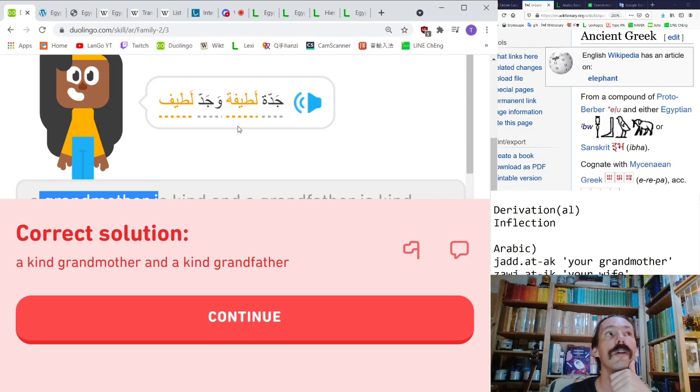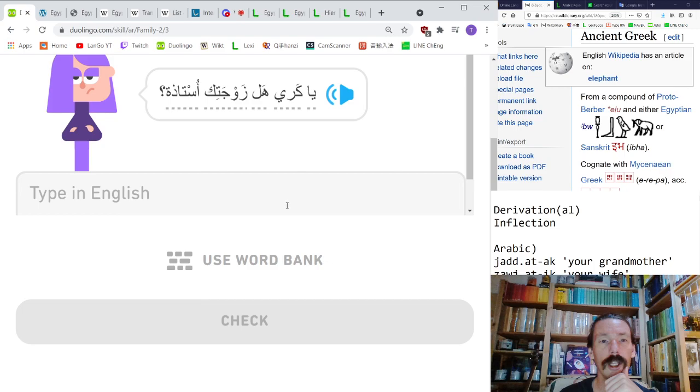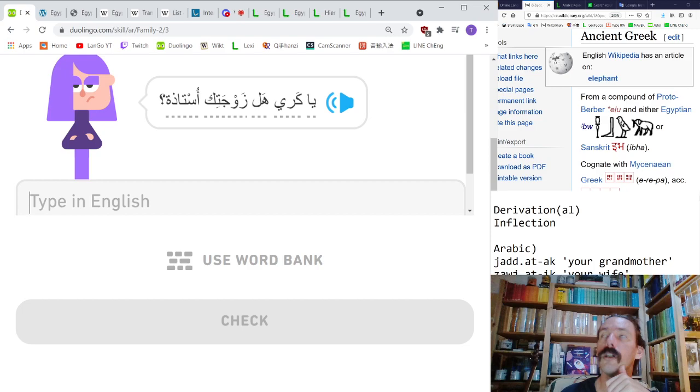يا كري هل زوجتك أستاذة؟ Oh, I know how it works in Hebrew. If they're both unmarked like that, then you need to use the pronoun copula. So if you want to say the grandmother is kind, you would say grandmother, she kind. Okay, cool. That's helpful.